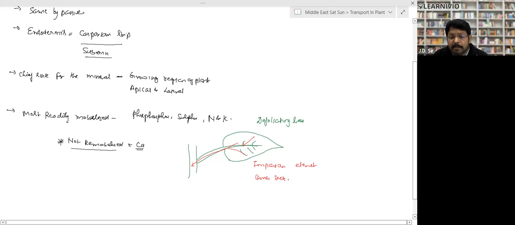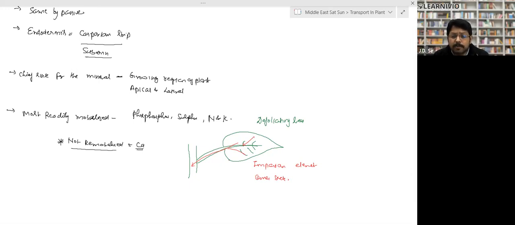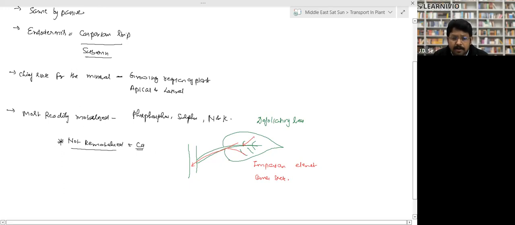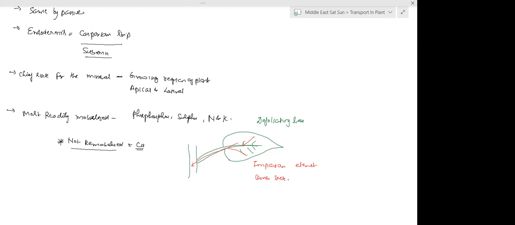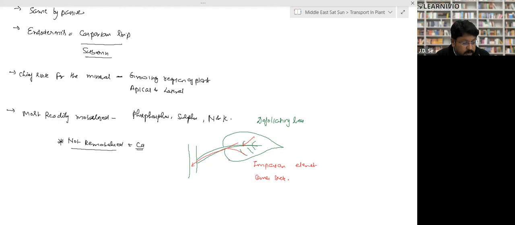So calcium is not remobilized. Why? Because the middle lamella and most of the structural components are made up of calcium. So calcium is not going to be remobilized. Carbon, hydrogen, oxygen, calcium, these things are not going to be remobilized. But the rest of the elements like iron, sodium, potassium, nitrogen will be remobilized. Is it clear or not? Okay, so please note down one last point.